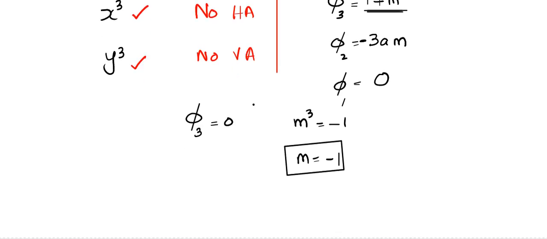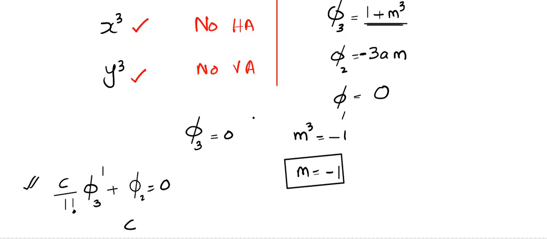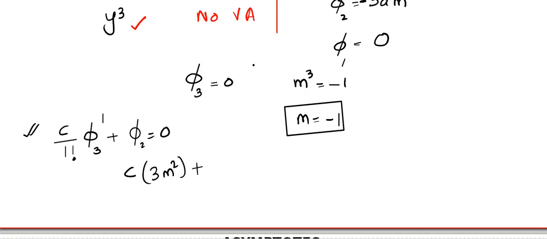Now the second equation is c by 1 factorial phi 3 dash plus phi 2 equal to 0. You have to learn this equation by heart. There is no other shortcut. So c into phi 3 dash. Phi 3 dash means 3m square plus phi 2. Phi 2 means, okay, minus 3am is equal to 0.